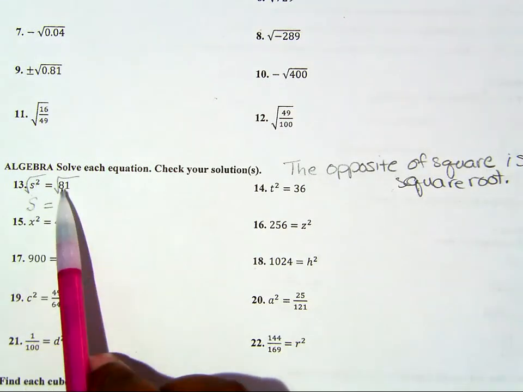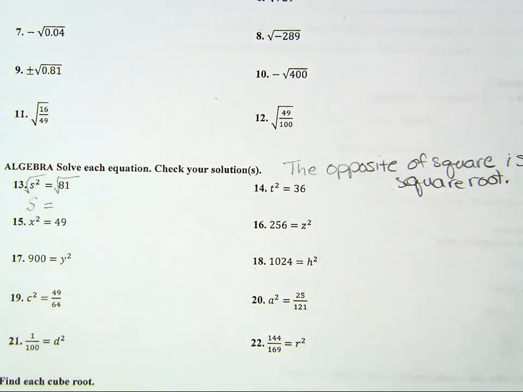And what's the square root of 81? What times itself? Thank you, Genesis. Bye-bye.